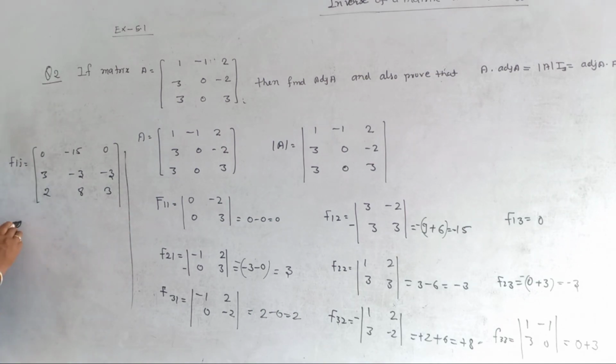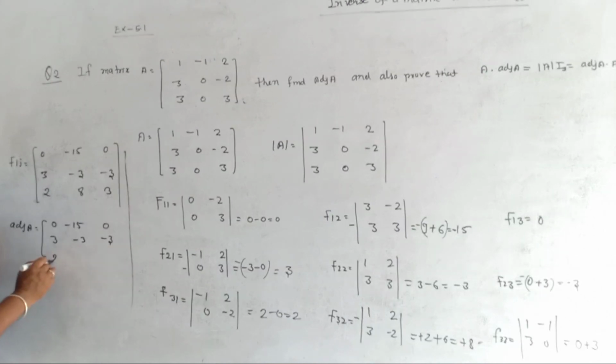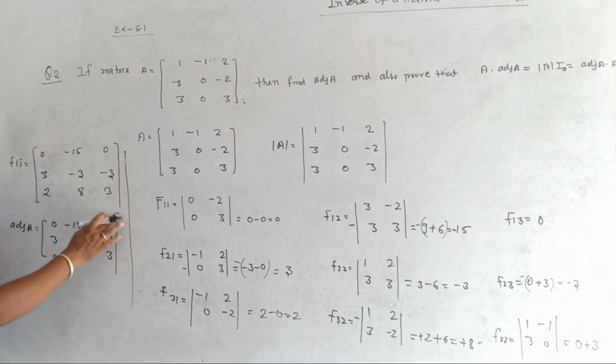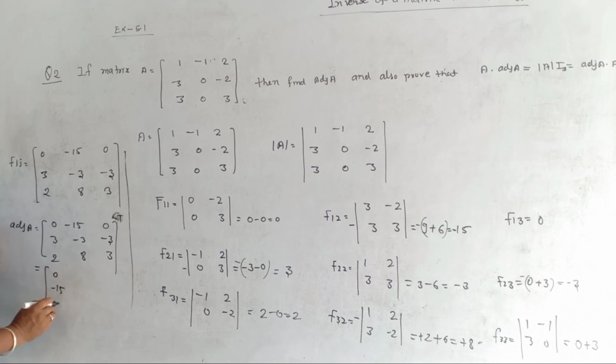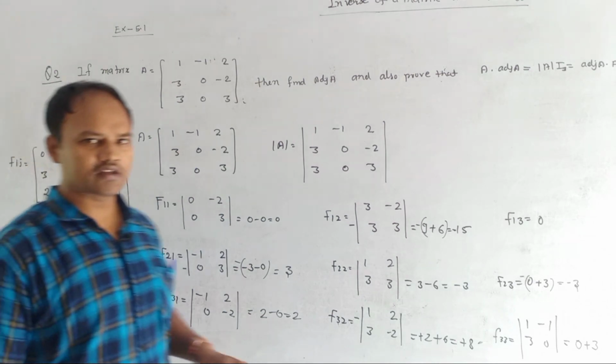Now we are going to find the adjoint of A. So the adjoint of A means 0, minus 15, 0, 3, minus 3, minus 3, 2, 8 and 3, and this is the cofactor matrix, so we are going to use the transpose of it, so we can say that it is 0, minus 15, 0, 3, minus 3, minus 3, 2, 8 and 3. So students, by this way we find the adjoint.